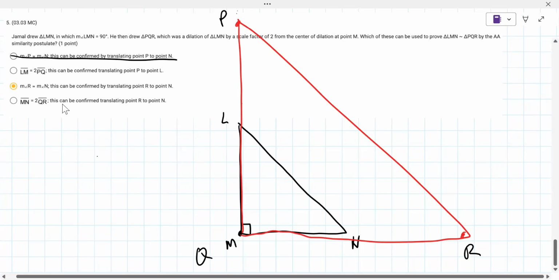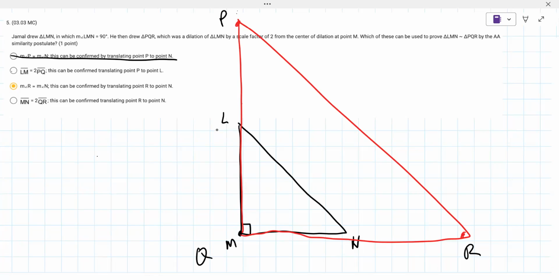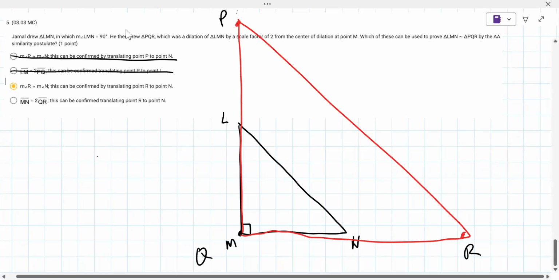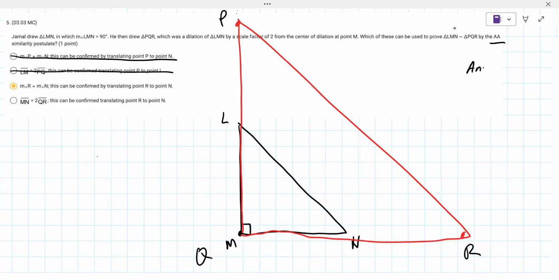Is that LM equals 2 times PQ? Is that what that's saying? Okay. Well, that's definitely not true. It'd actually be the other way. PQ would be 2 times LM. But even if they had written it correctly, that's not helpful because you're trying to do AA. Do you only care about angles?